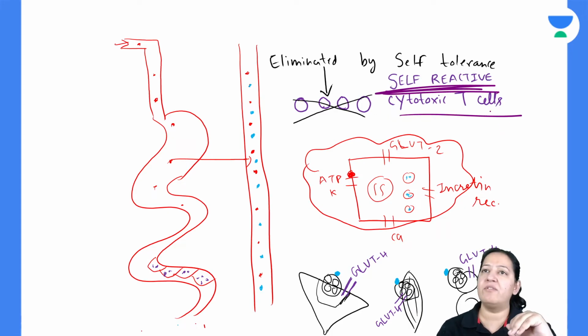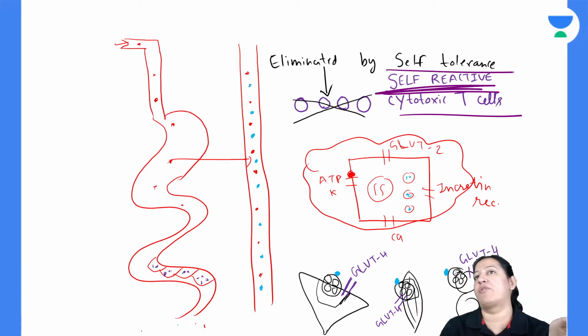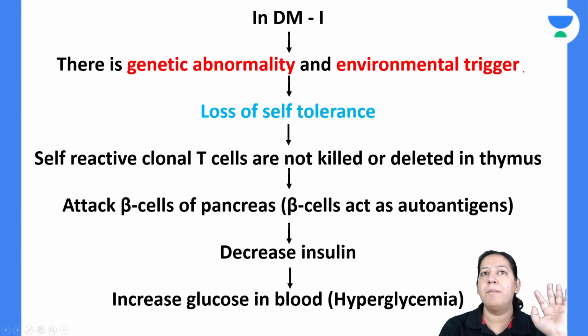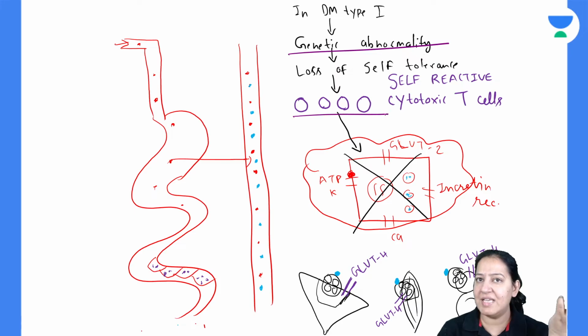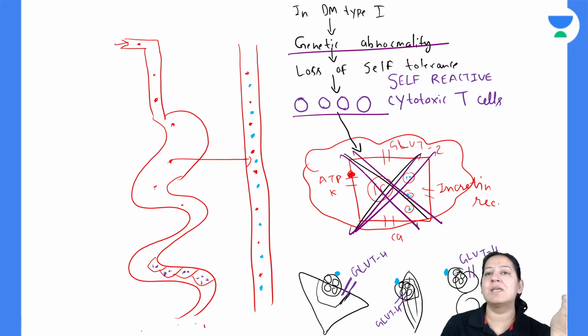Normally, these self-reactive T lymphocytes are eliminated by self-tolerance. Self-tolerance eliminates them. But due to genetic abnormality, the body's capacity is lost, so they cannot be destroyed. And these cells are destroying the beta cells of the pancreas. Since the beta cells of the pancreas are destroyed, there is no insulin.